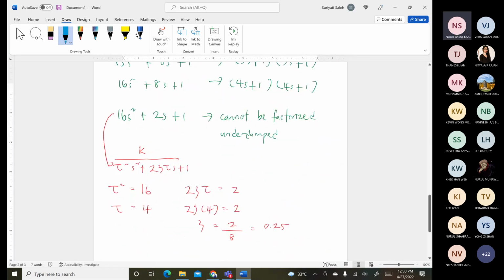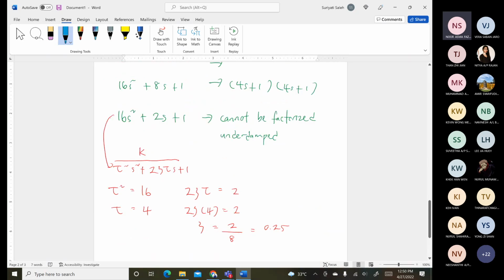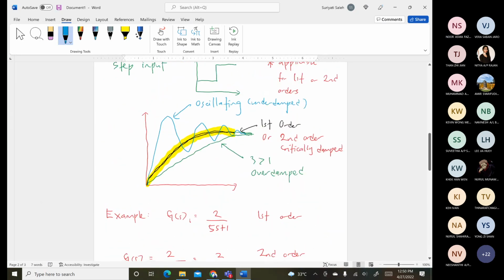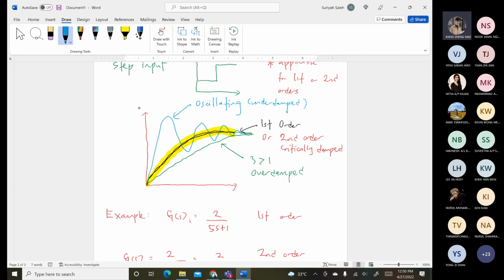Okay. Now, Doctor, may I ask about the graph? For the y-axis and x-axis, what is the name of them? The y here is the output, and the x-axis is the time. Okay, understood, doctor. Thank you.